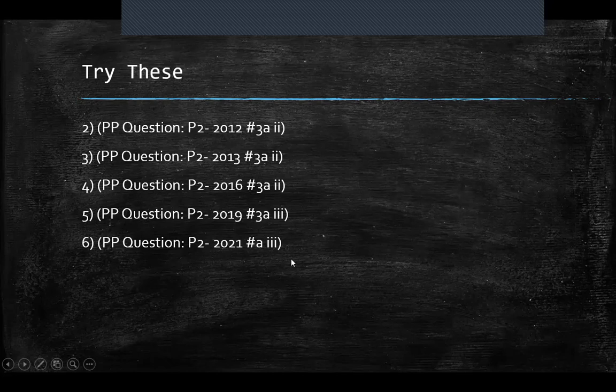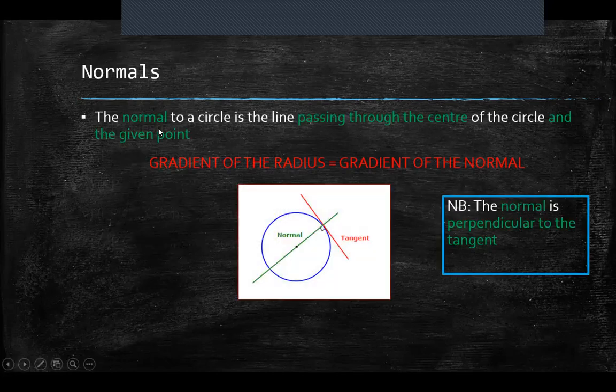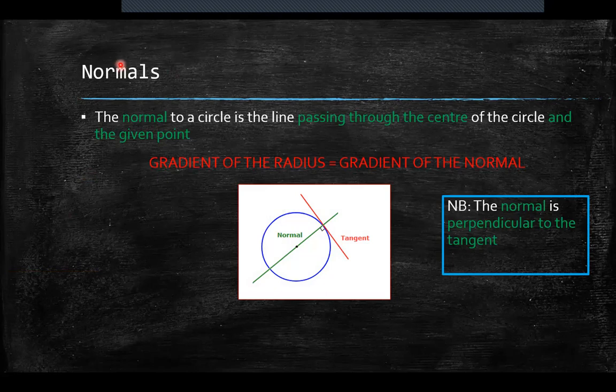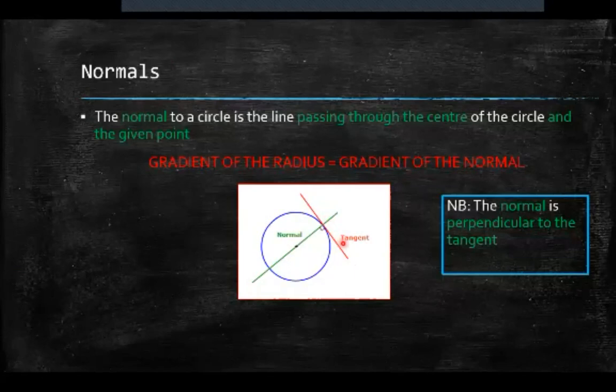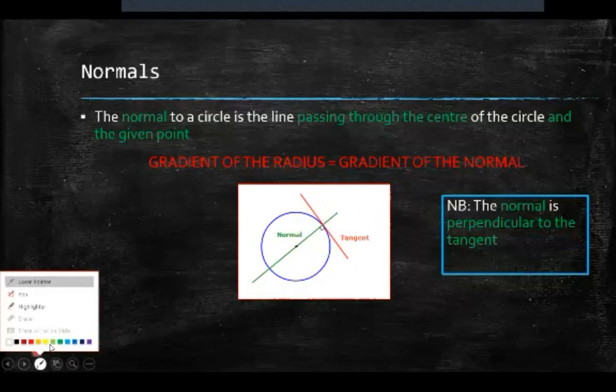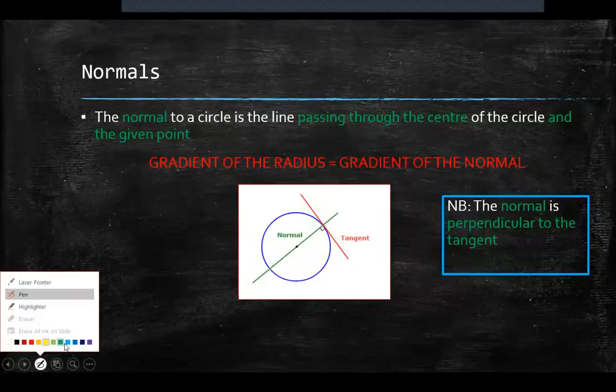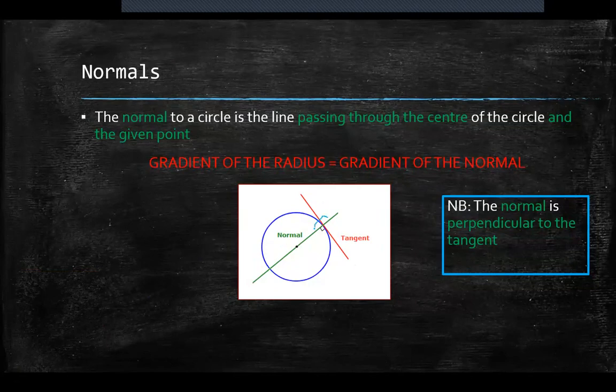All right, let's learn something new now. We will answer these questions just now. Normals. Okay, so this is my tangent, this red line. That's what we just learned about. Remember, the tangent touches the circle at one point. So this point right here. Tangent touches it at one point.